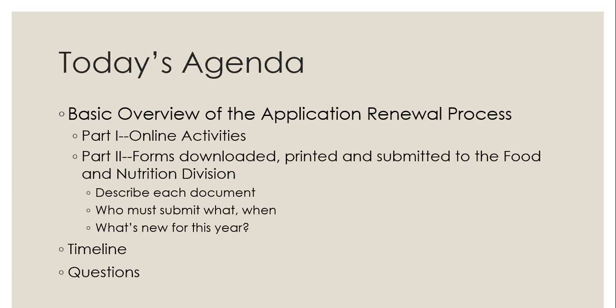Our second part is really more of a paperwork process. So it's going to consist of downloading some forms, printing them, and then submitting those to the Food and Nutrition Division. Today we're going to describe each of those documents and talk a little bit about who has to submit them, when they need to be submitted, and any key details about those documents. We have just two new things for this year, and they're pretty simple, but we are excited to refine this process a little bit and hopefully streamline some things for the coming year. We'll talk about timeline and when things are going to be due, and then also we'll have time for questions, should anybody have any questions about our process.